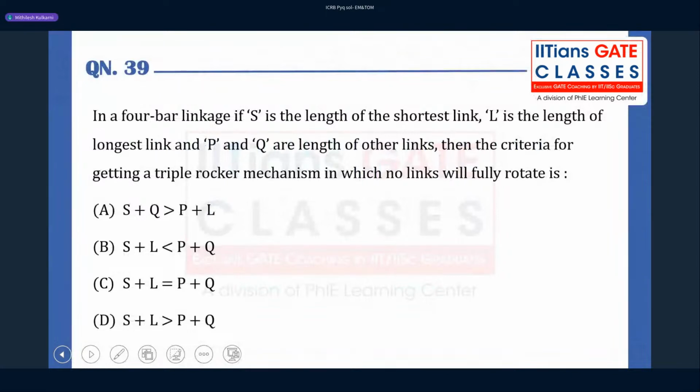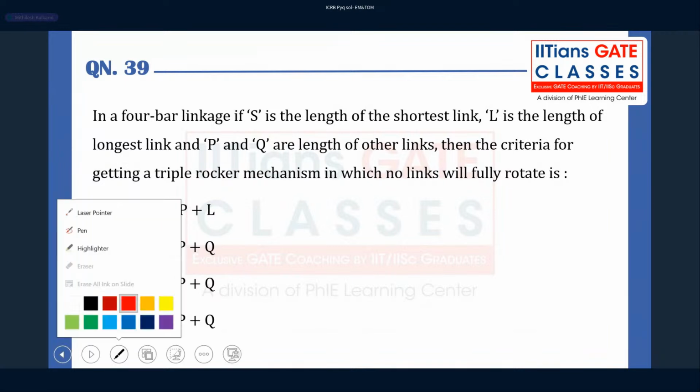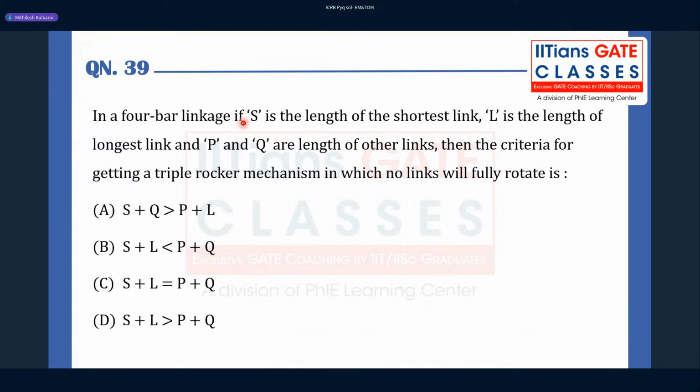Coming towards the first question of this paper. In a 4-bar linkage, if S is the length of the shortest link, L is the length of the longest link, and P and Q are the lengths of other links, then what is the criteria for getting a triple rocker mechanism in which no link will fully rotate?